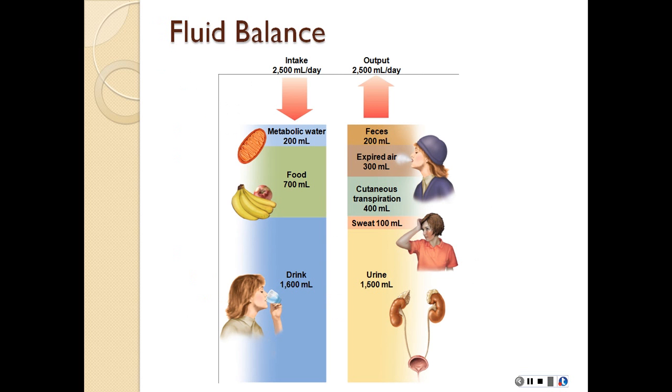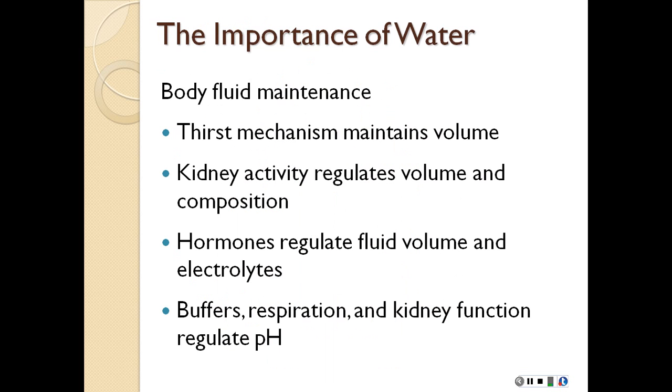And this is just a slide showing you the same information there. The importance of water. Body fluid maintenance. Thirst mechanisms maintain blood volume. We'll see how those mechanisms work. Kidney activity regulates volume as well as composition. So the kidneys are in there again, and they're giving signals on whether to make urine more concentrated or less concentrated based on the body's need.